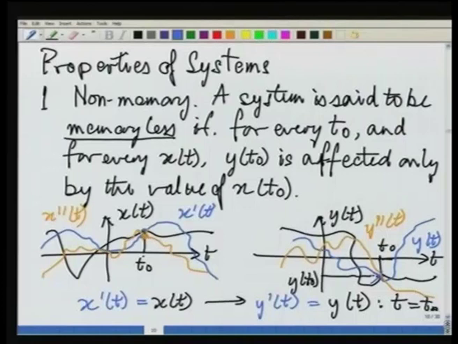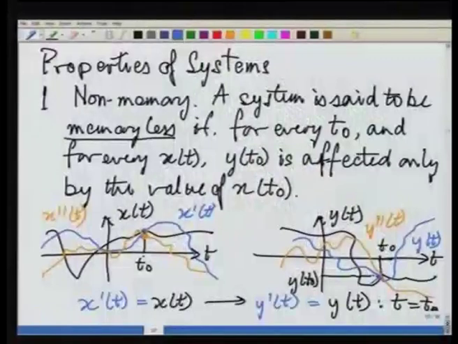So, you see that y t, y dash t and y double dash t all have to assume the same value at t naught, simply because x t, x dash t and x double dash t all have the same value at t naught. This is what we can say about a memoryless system. Let us take examples of memoryless systems.